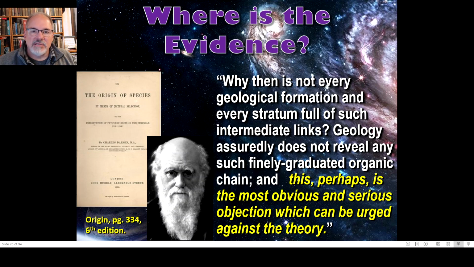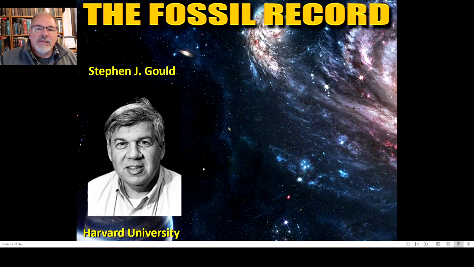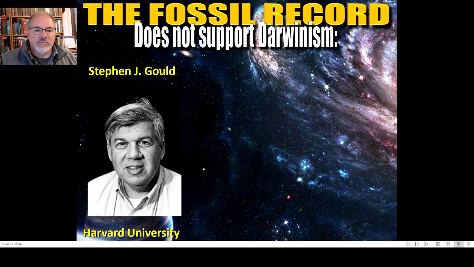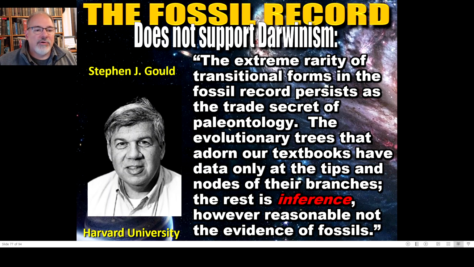Now, obviously, Darwin expected, as time would go on beyond him, that these transitional forms would be discovered and make all the connective points that were necessary. Now, that never happened. So Stephen Gould, he used to be the paleontologist at Harvard. He has passed. He knows the fossil record does not support Darwinian evolution. He said the extreme rarity of transitional forms in the fossil record persists as the trade secret of paleontology, right? They study the bones. The evolutionary trees that adorn our textbooks have data only at the tips and nodes of their branches. The rest is inference, however reasonable, not the evidence of fossils. So he thinks it's reasonable because he's an evolutionist and he believes that evolution occurred. He just knows that the evidence is not there.